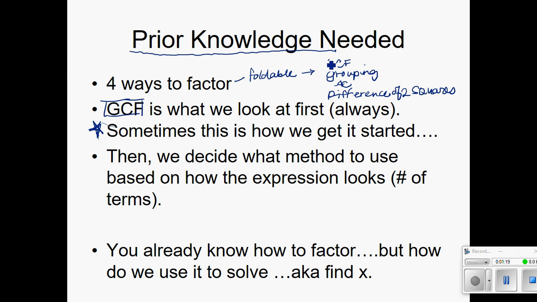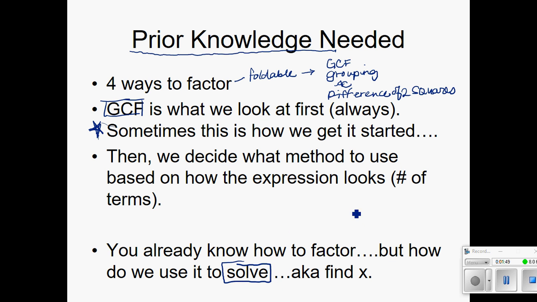So once we've used greatest common factoring, then we can look at the number of terms. Grouping has 4 terms. AC method, 3 terms. Difference of 2 squares would mean you would have to have a subtraction. You'd have to have 2 terms, and they would have to be perfect squares. So since you already know how to factor, we're going to use that knowledge to help us learn to solve.